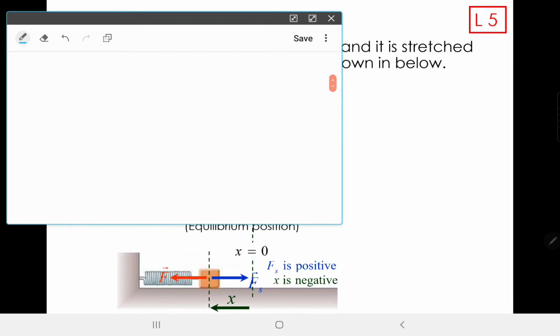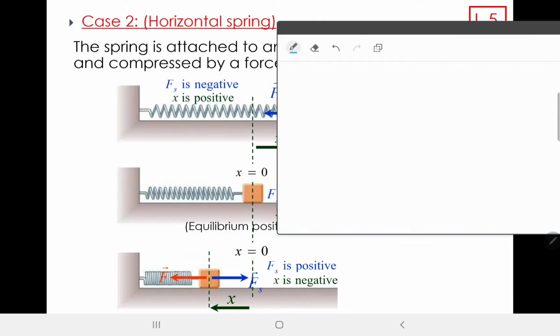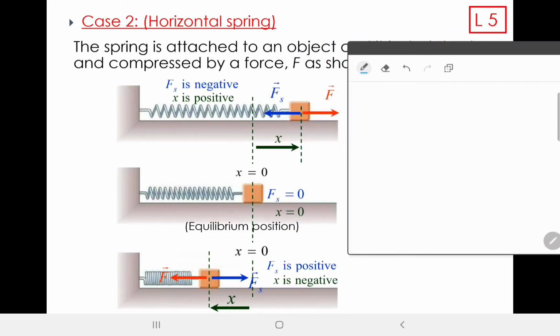All right, so what is the equation we get from this? For the first one, according to the first situation, the sum of Fx equals 0. The external force is directed to the right, so it must be positive, plus the restoring force, which is directed to the left, so it must be negative, equals 0, giving you Fs equals F.